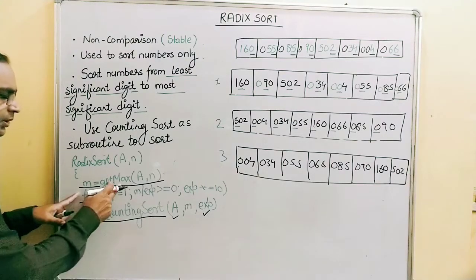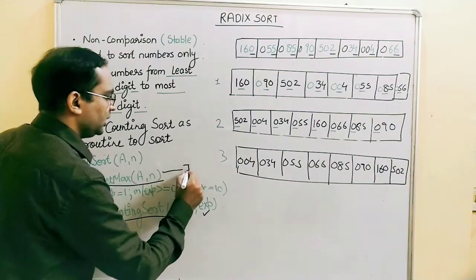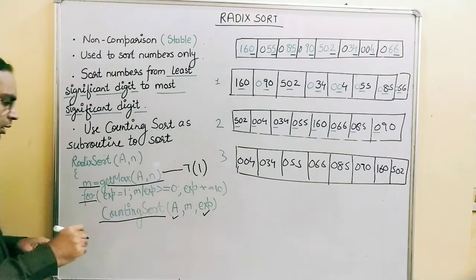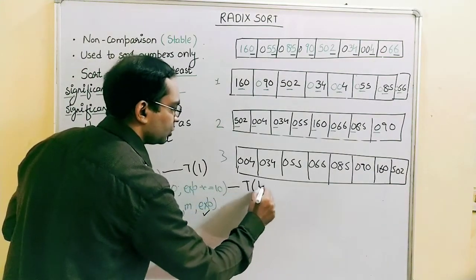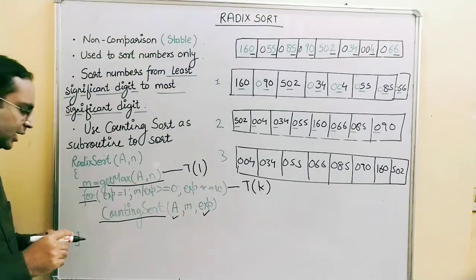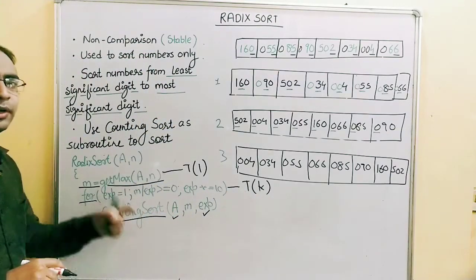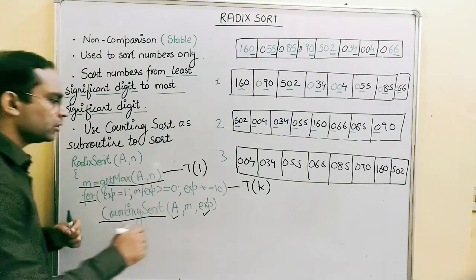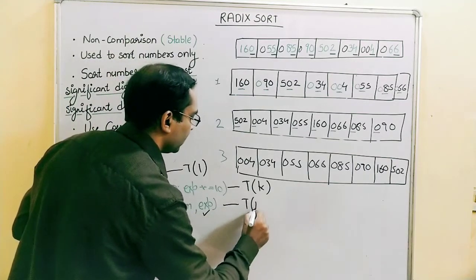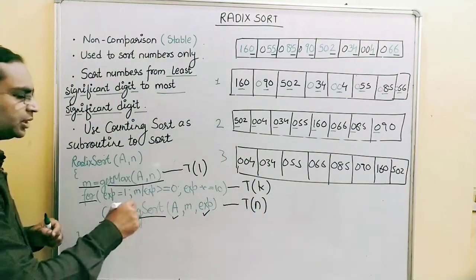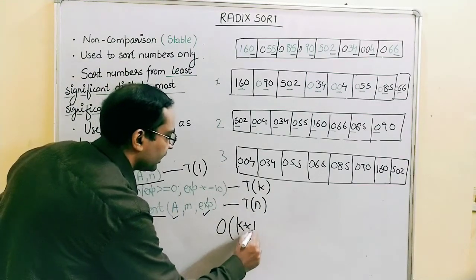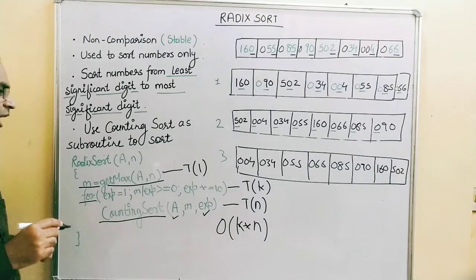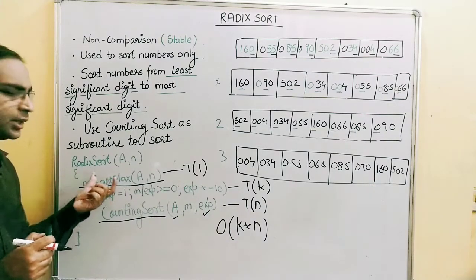The first step is a simple assignment that will take time complexity of order 1. This is a loop. Let's say the loop is running k times, so the time complexity of this will be k, and this is a counting sort. We already know that the running time of the counting sort is of order n. So the time complexity comes to be of order k times n. So this is the time complexity for the Radix sort.